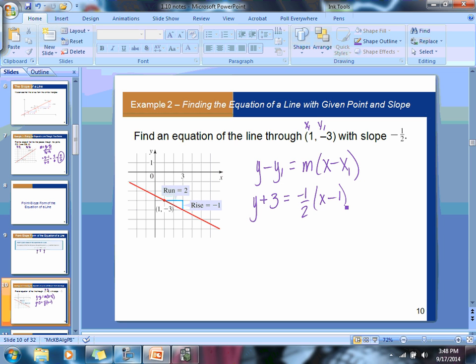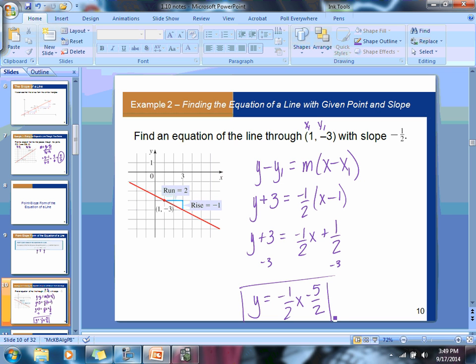Now, technically, we could leave that. That is the equation of a line, but we want a little more user-friendly one that we're more familiar with. So I'm going to distribute that -1/2, and then I'll solve for y. I'll subtract the 3 over to the other side. So then I'll have y equals negative 1/2 x, and then 3 is actually 6/2, so 1/2 minus 6/2 would be negative 5/2. So that would be the equation of my line.